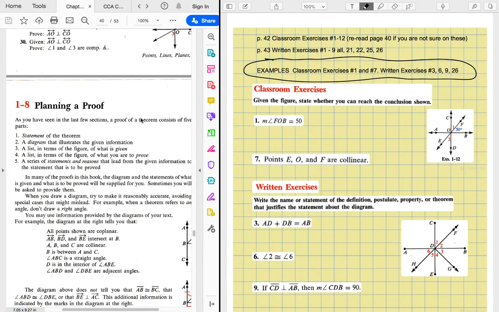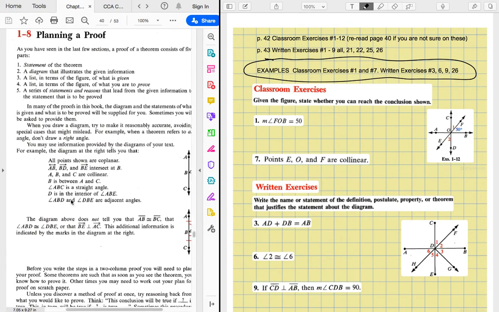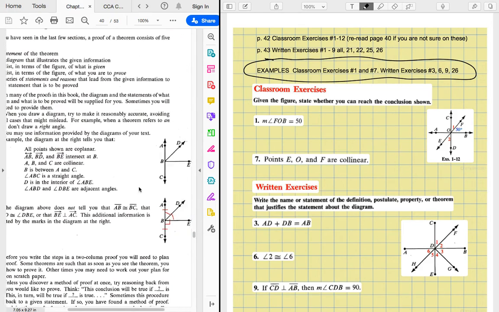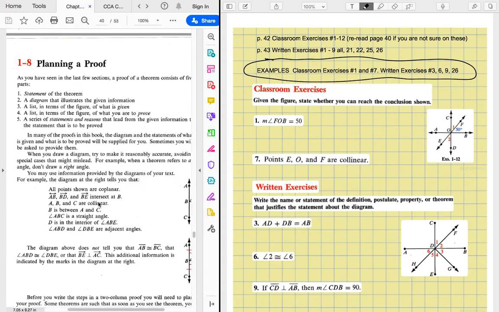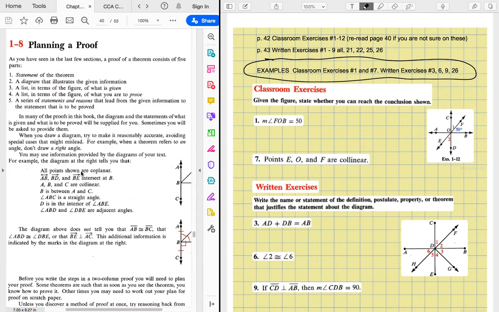Anyways, we have here section 1.8, planning a proof. Classroom exercises relate really closely to the reading, so it's important you either did the reading or watched the last lesson, because I talked about this one there. I'm not going to spend much time on it here, but right in the reading, midway down the page, under planning a proof, it lists the things you are allowed to use as information provided by the diagrams, information you're allowed to use in a proof.